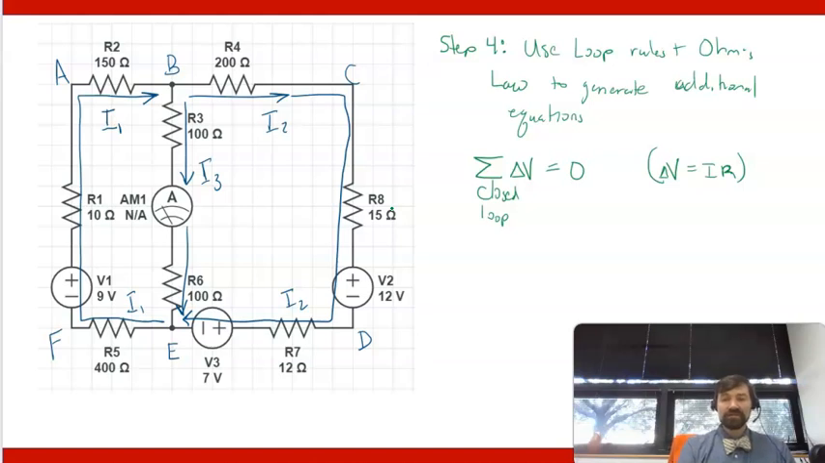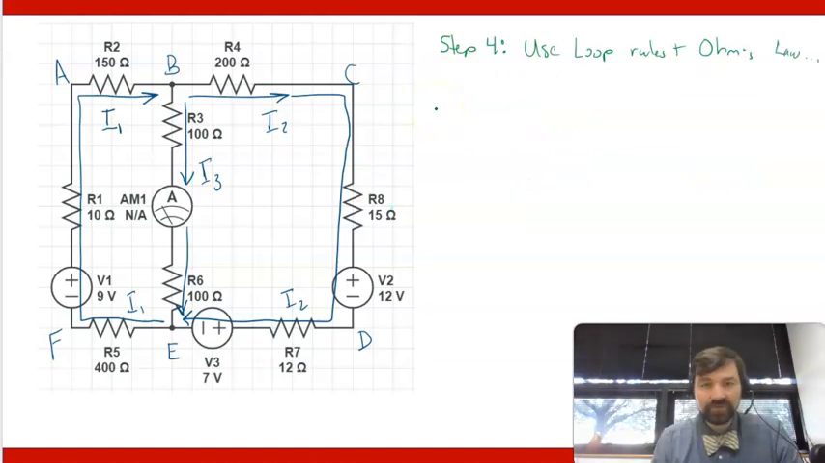Now, most engineers would say at this point that what you're doing is picking a point in your loop to call the ground and moving around until you return to ground, and that's fine. That does work. It also works to say I'm going around a closed loop, starting from, let's say, A and going A, B, E, F, A. So in some sense for the engineers, A is what I've chosen as my ground in that loop. So let's set up some equations for these loops.